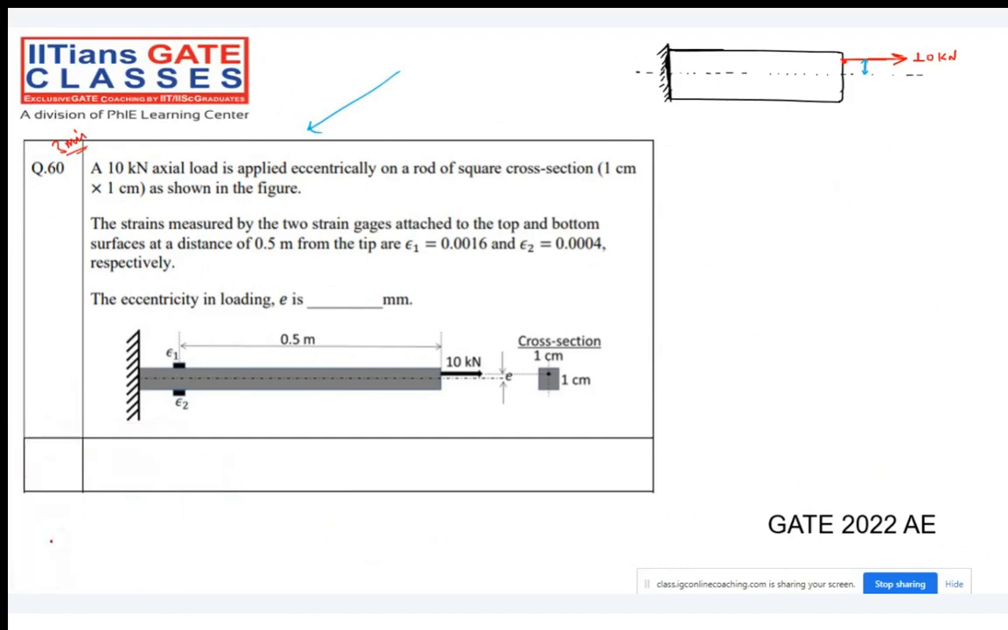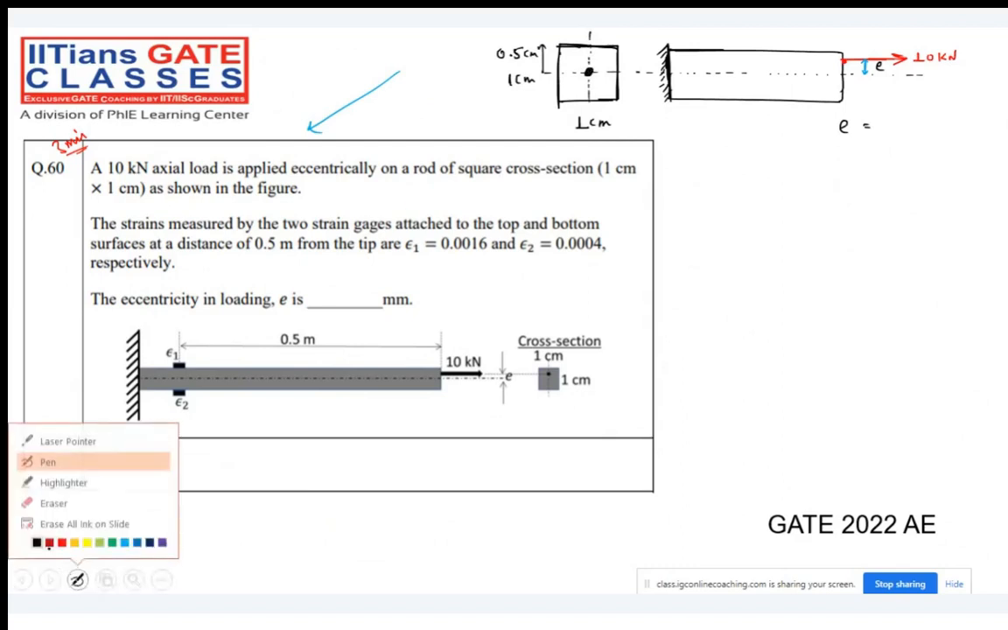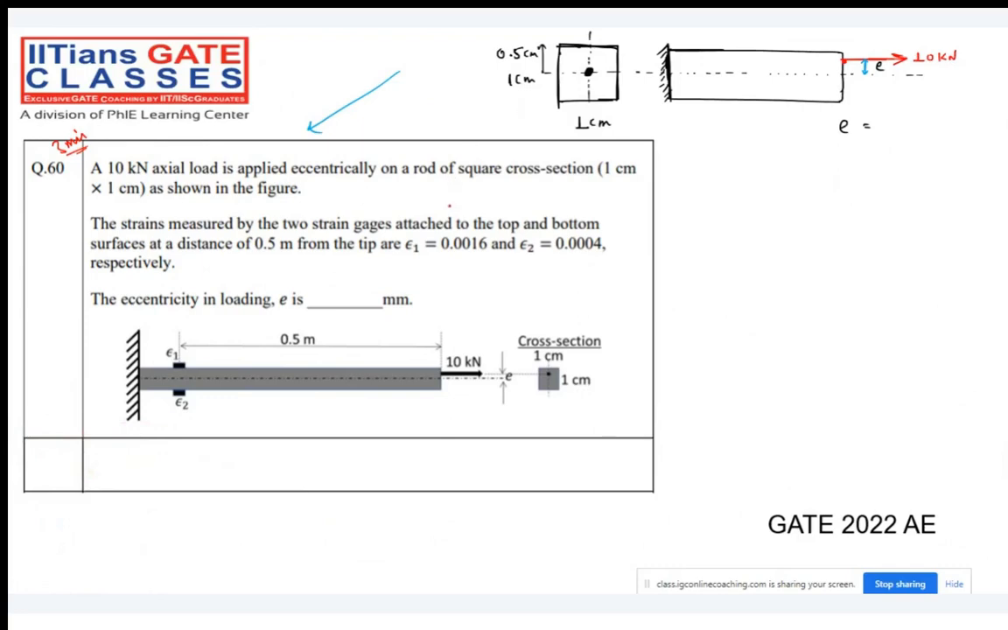Now, in this one, we have the eccentricity distance e. They have given the cross section as something like this, 1 centimeter, 1 centimeter. The centroid would be exactly at 5.5 centimeter, my dear friend. The centroid would be exactly something like this. Now, once again, what they have mentioned: two strain gauges are attached on the top and the bottom surface. My dear friend, this is nothing but a strain gauge.